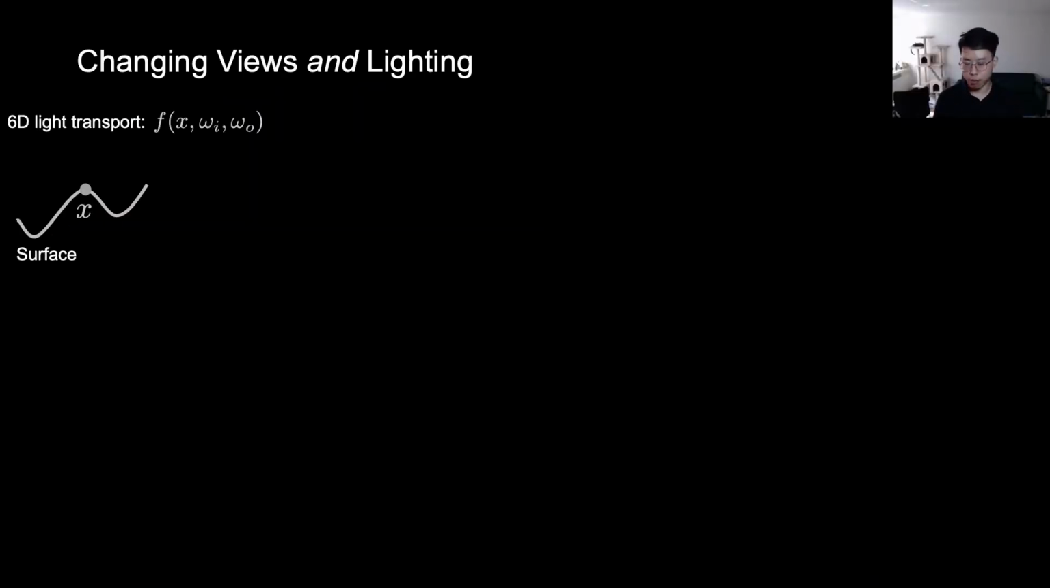Let's frame the problem of figuring out the radiance at location x as that of interpolating a light transport function, where x is the location on the surface, 2 degrees of freedom, omega i, the incoming light direction, another 2 degrees of freedom, and omega o, the viewing direction, the final 2 degrees of freedom. So this is a 6D function that returns RGB colors.